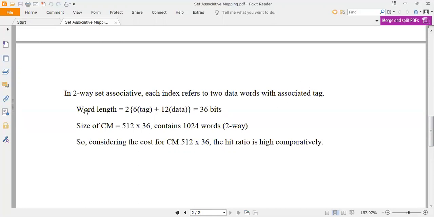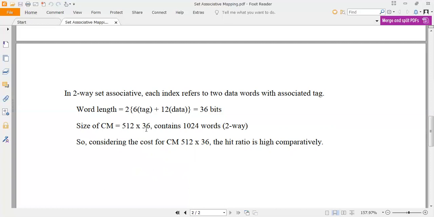So what is the word length size of the data? That is 2 multiplied by 6 bits for the tag of one data and 12 bits for the data, for only one memory referencing. So 6 plus 12 is 18, 18 for one pair and another 18 for the second pair. So I multiply by 2, that means 36 bits for the data part. So the size of the cache memory is 512 into 36.